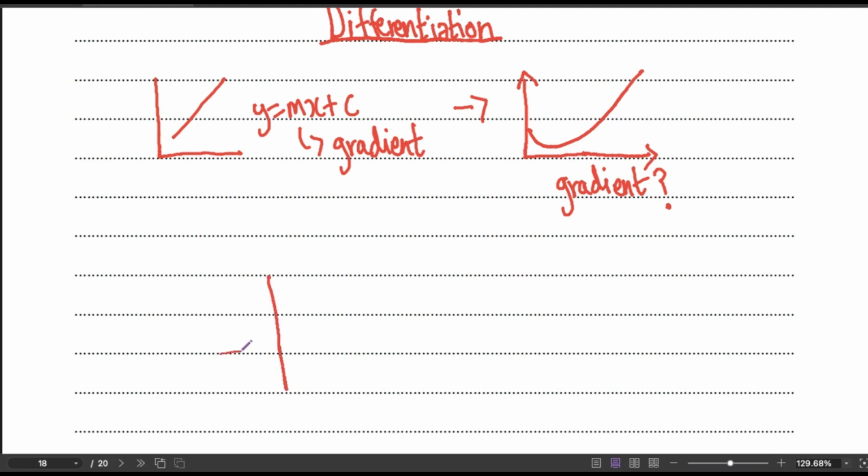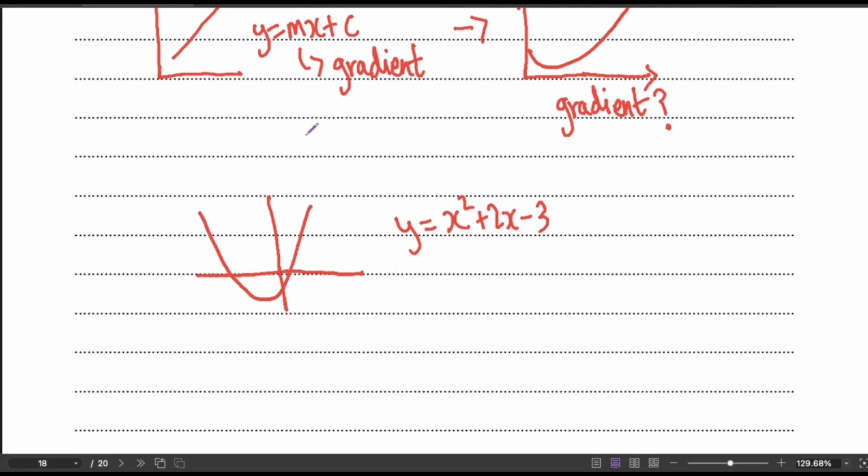Let's say we have, let me draw that better. Let's say we have y is equal to x squared plus 2x minus 3, right? I can tell you it's going to look something like this. Something like that. And to get the gradient at each point, what we can do is draw a tangent.